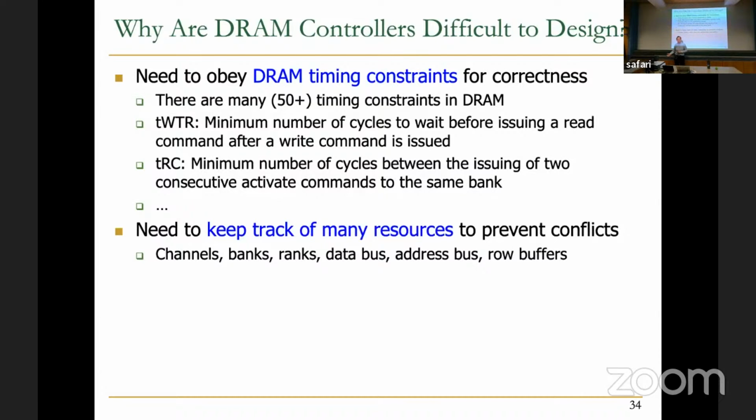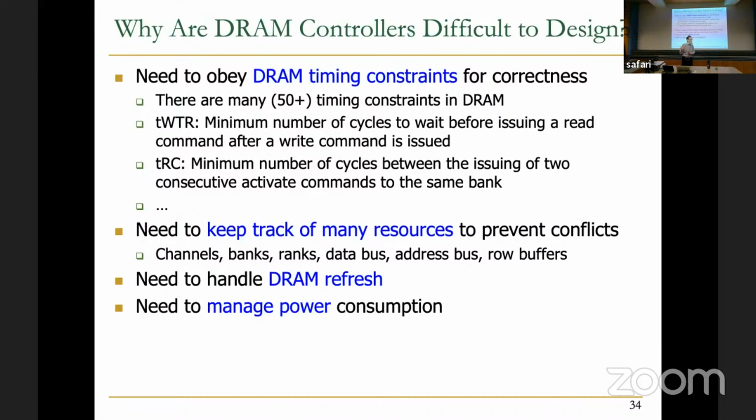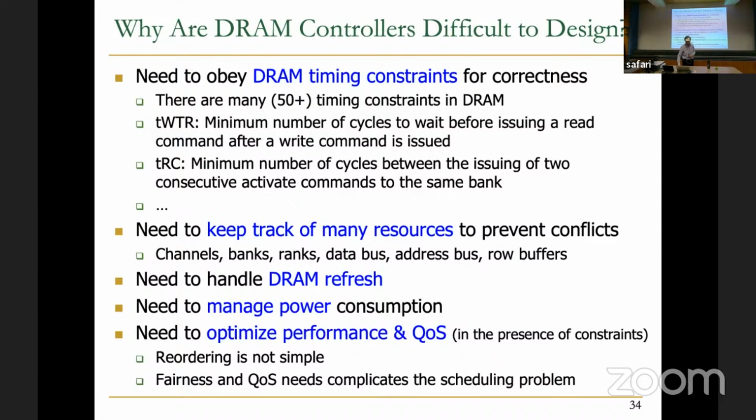On top of this, you need to keep track of many resources to prevent conflicts in the resources: channels, banks, ranks, data bus, address bus, row buffers. So if you do subarray level parallelism, subarrays also go here. So some of the ideas that we've discussed actually complicate things. You need to handle DRAM refresh and RowHammer. We should all add RowHammer over here at this point. That's the interesting thing about RowHammer, right? There are slides that don't have RowHammer. They should really be updated with you need to handle DRAM refresh and RowHammer, basically. Because that's now in the standard, basically. In the standard, the memory controller needs to handle RowHammer. You need to manage power consumption, as we discussed. And on top of this, you need to optimize performance and quality of service. And this adds more complexity because reordering actually is not simple.